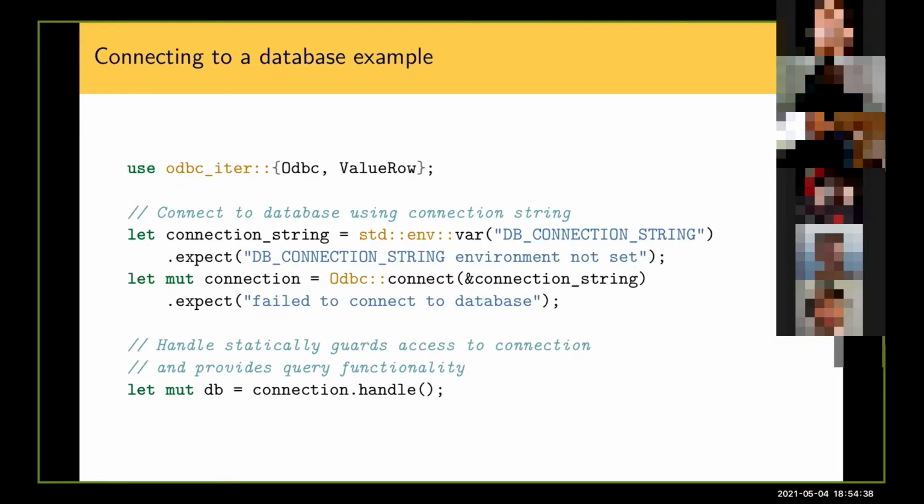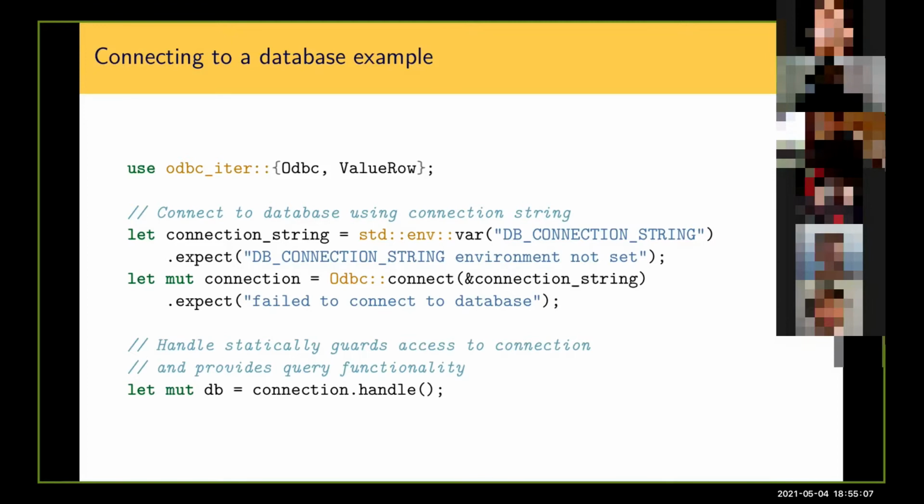And here's an example of how to connect to a database. As I mentioned, I use connection strings to do so. In this case, I just take it from an environment variable. Actually, I may not have an example here of one. But anyway, to connect, you just pass this connection string to odbc connect. And as I mentioned, this will initialize the library with the lazy static, if it's not initialized already, and then make a connection.